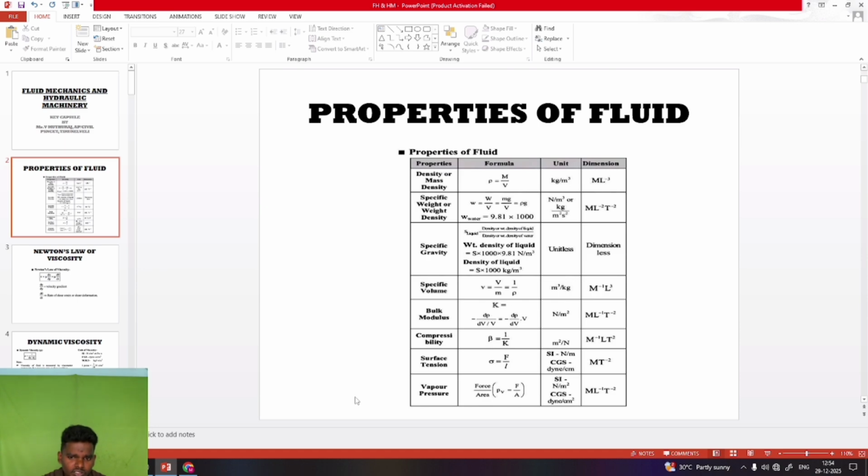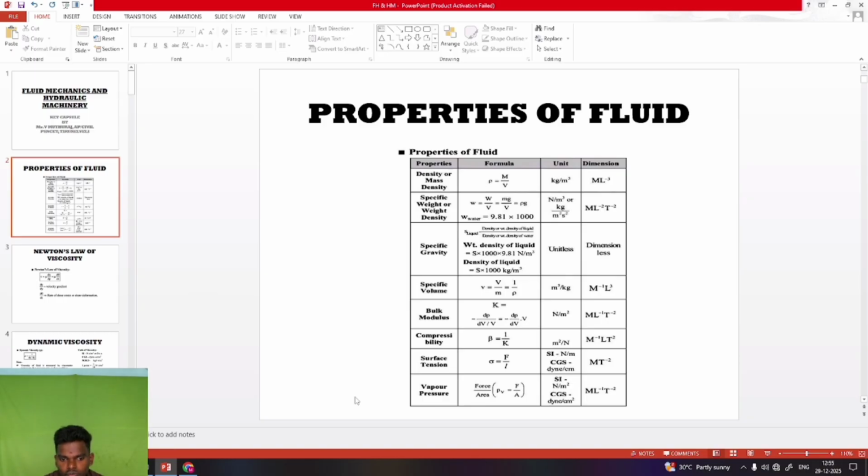And for the specific gravity, S of liquid is equal to density or weight density of liquid divided by density or weight density of water. The weight density of liquid is equal to specific gravity S into 1000 into 9.81 Newton per meter cube, and the density of liquid is equal to S into 1000 kilogram per meter cube, which is unitless and dimensionless.